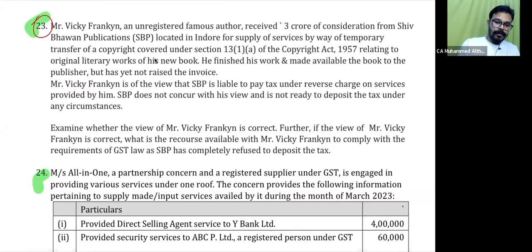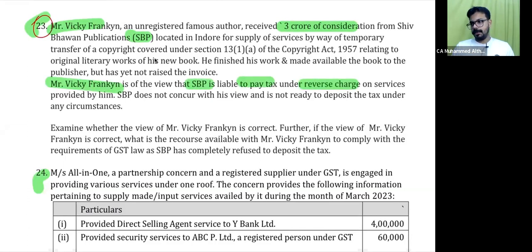So tell me, everyone, Mr. Vicky Franklin is an unregistered famous author who has received 3 crore consideration from SBP, a publisher. He has written some books and given the copyright to SBP, and he's getting 3 crore as consideration, as a royalty. Now, Vicky Franklin is of the view that SBP, the publisher, is liable to pay tax under reverse charge. However, SBP does not concur with this view. They are not willing to pay the taxes. They are saying that they are not the person who has to pay; instead, Mr. Vicky Franklin, the author, shall pay the taxes. But then Vicky Franklin says, no, you have to pay. The publisher has to pay the GST.